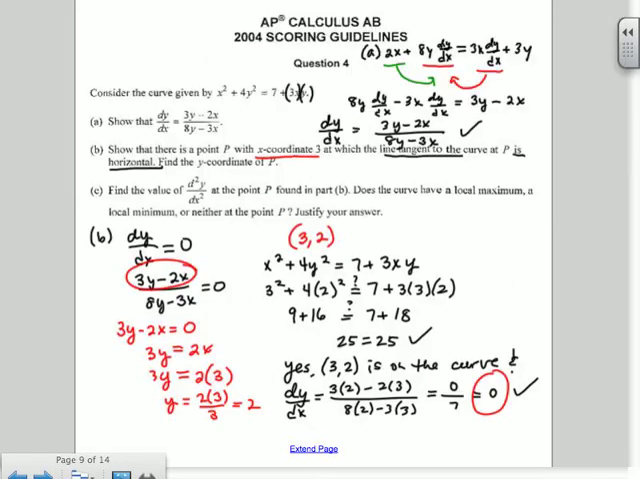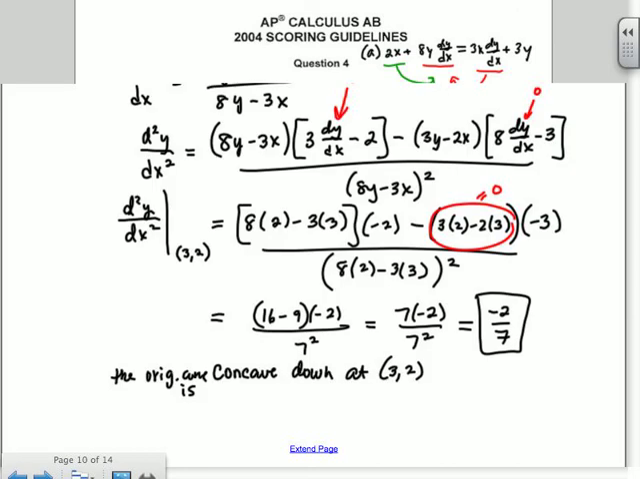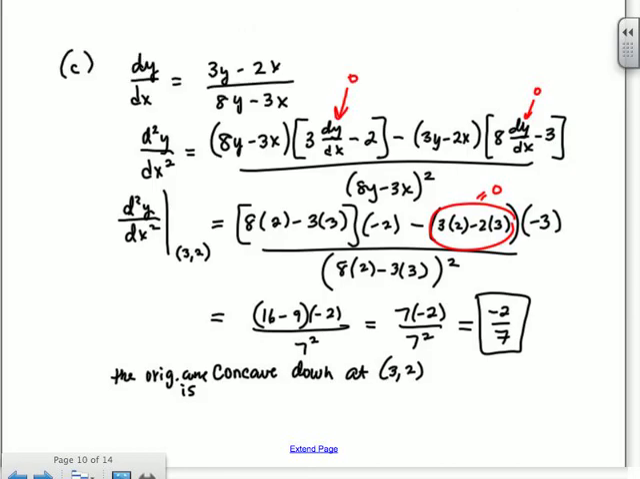Okay. All right, so does the curve have a local max, a local min, or neither at point P? Justify your answer. So what we know is that the curve is concave down, and dy over dx is equal to 0 at 3, 2. Okay, so what that means is that we have concave down, and the slope is 0, so there is a maximum. So this is using what we call the second derivative test.